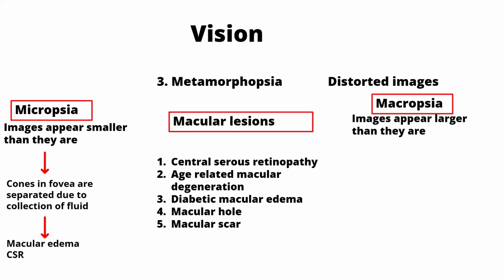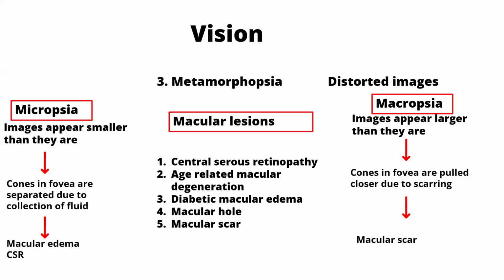Macropsia. Images appear larger than they are. Here, cones in the fovea are pulled closer due to scarring. So the object which was casting an image on 3 cones in a normal individual is now casting an image on 5 cones because the cones are pulled together. So what does the brain perceive it as? It perceives it as a larger image. So you see macropsia in macular scar.